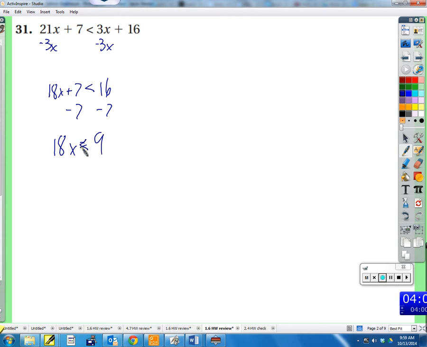Because we're less than 9, and divide by 18. 0.5. X is still less than 1/2, less than 0.5.